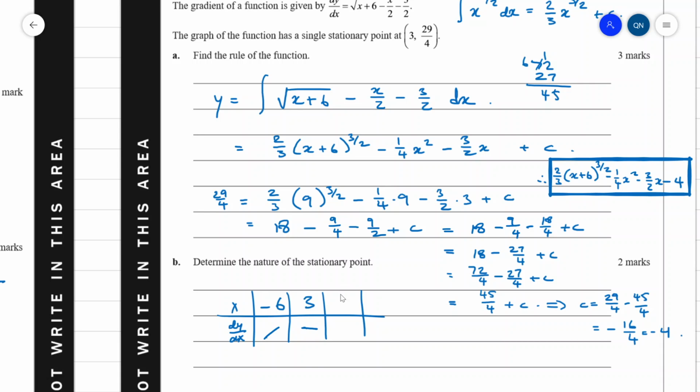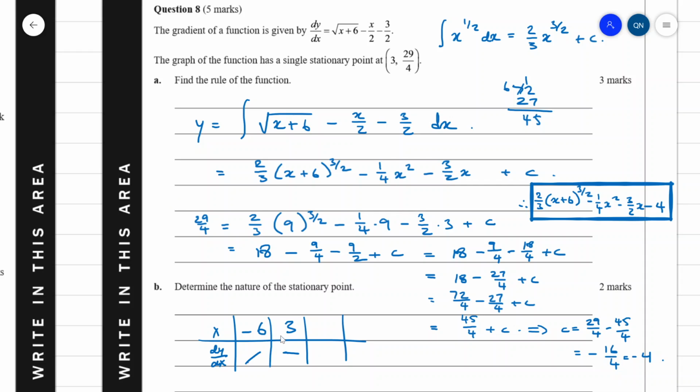And what other number can we choose? Let's choose 3. So what happens at 3? Well, actually at 3 it's already 0, so there's no point checking that. Let's choose 10, because that's going to make this square root a nice number. So what happens if you plug 10 into there? You're going to get the square root of 16, which is 4. So we have 4 minus, if you plug 10 into there, that's going to give you 10 over 2, which is 5. So automatically that's negative.